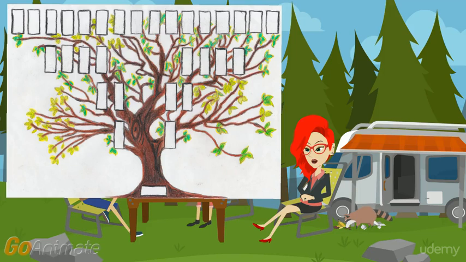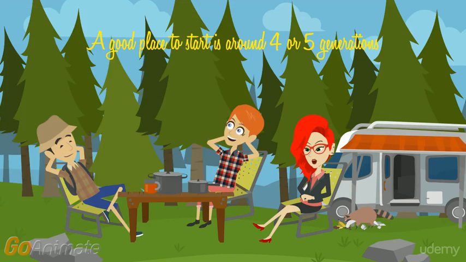Determine, through your genealogy research, how many generations of information you actually have. Your tree should end where you first encounter a blank regarding information about a generation. Next, you'll have to think about how large you want your writing to be. A good rule of thumb is to start with around 4 or 5 generations.